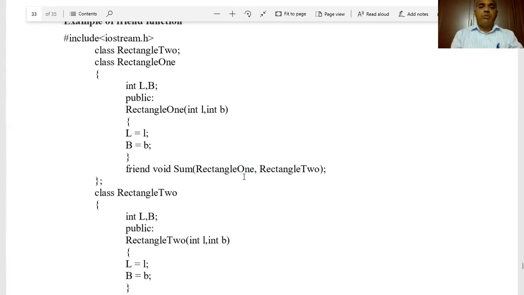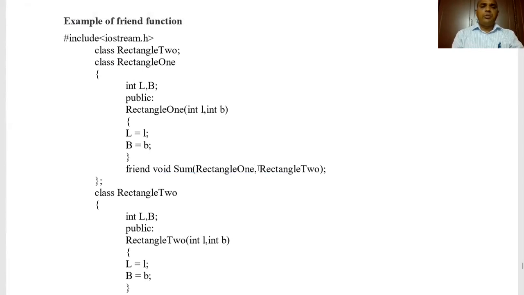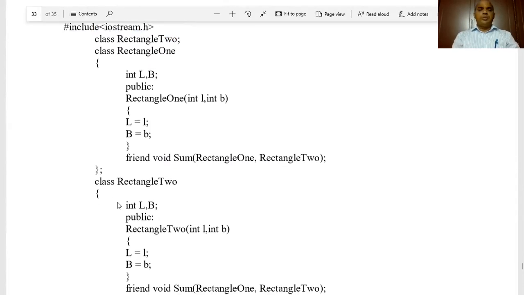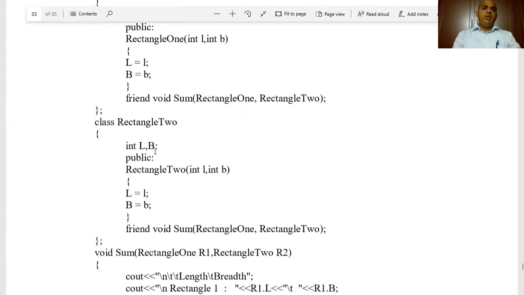Why? Here Rectangle 1 is a class, and Rectangle 2 is another class. These two parameters are objects, because class type means objects. Then define class Rectangle 2. Here the length and breadth are the local variables in this class 2. Then here also one more friend function: friend void sum, Rectangle 1, Rectangle 2.